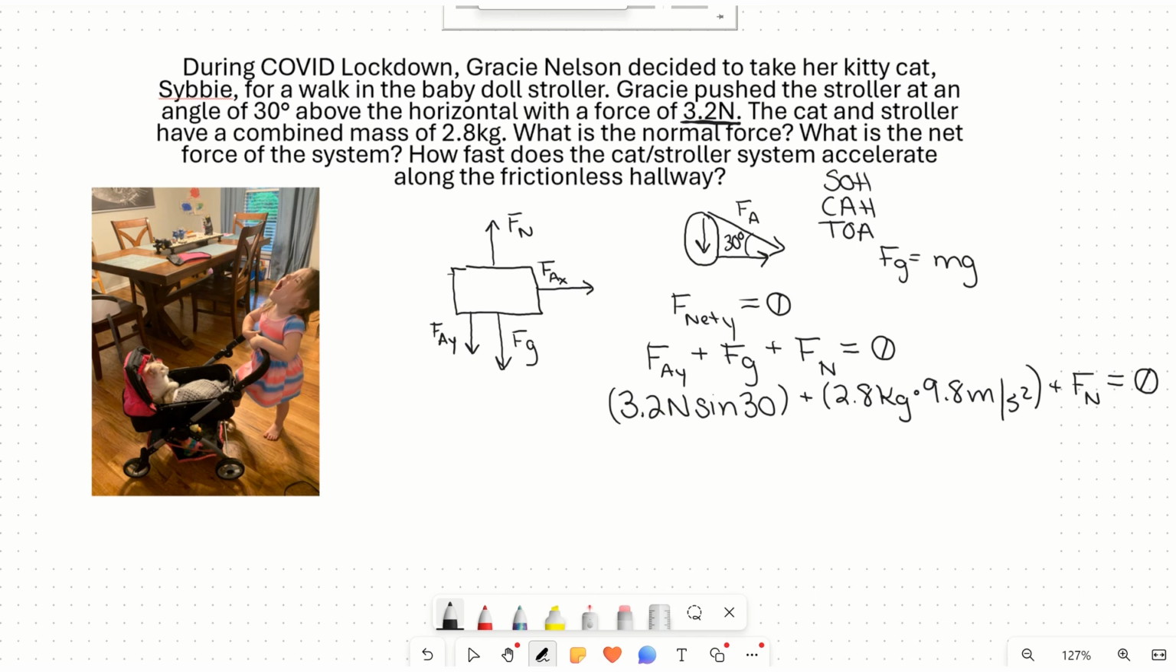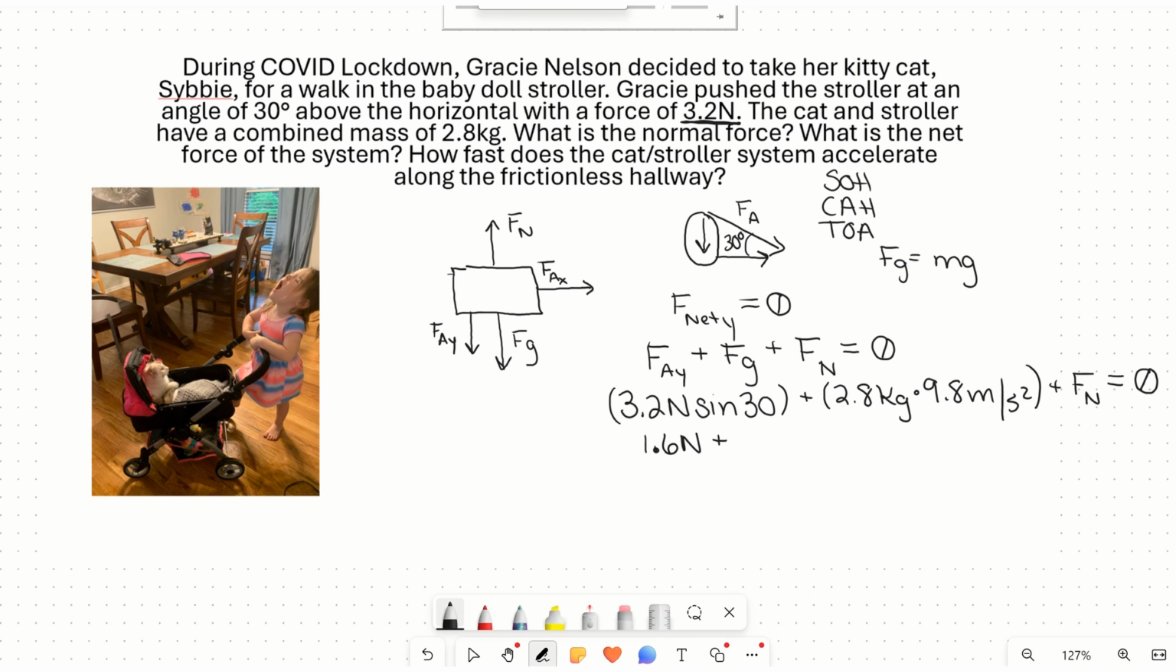And once you've put that into your calculator, you're going to find that that is 1.6 newtons. That is the force that is applied solely in the y direction down. Okay? All right. Then we need to solve for the force of gravity. We're going to take the mass and multiply it by the acceleration due to gravity. So let's go ahead and take a second to put that in your calculator.